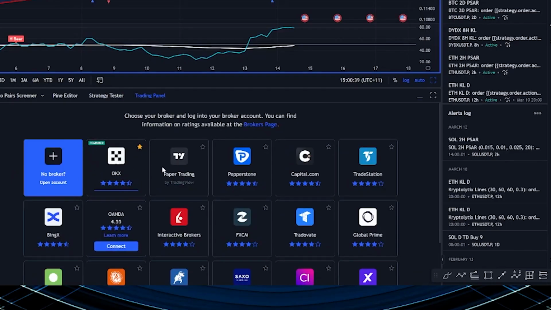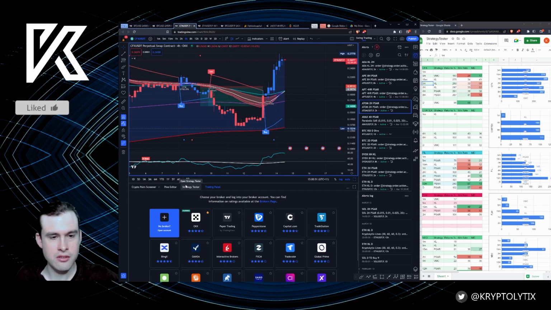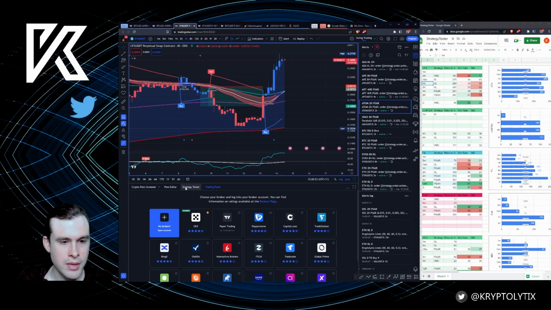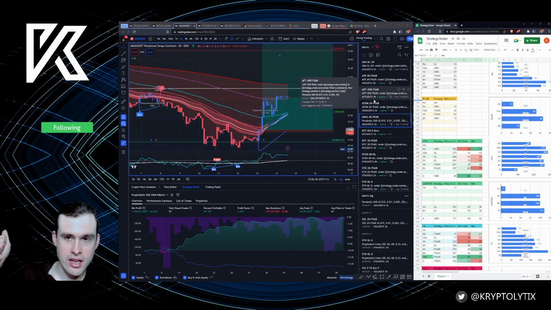So I can just click this and see all of my positions in here, where they are, what the profit is, all that sort of stuff. I don't have it connected on this computer because my trading computer is over there, but yeah, you get the idea. Again, the indicators will be in the description below.